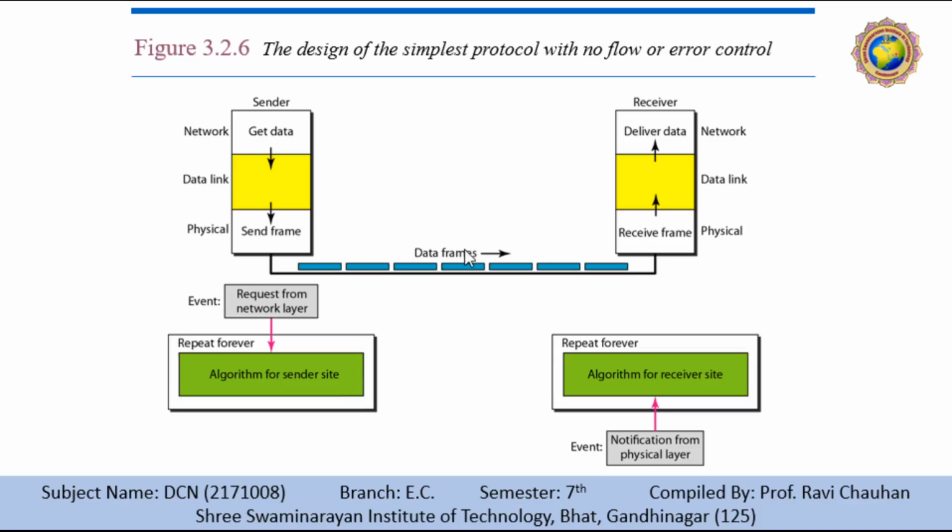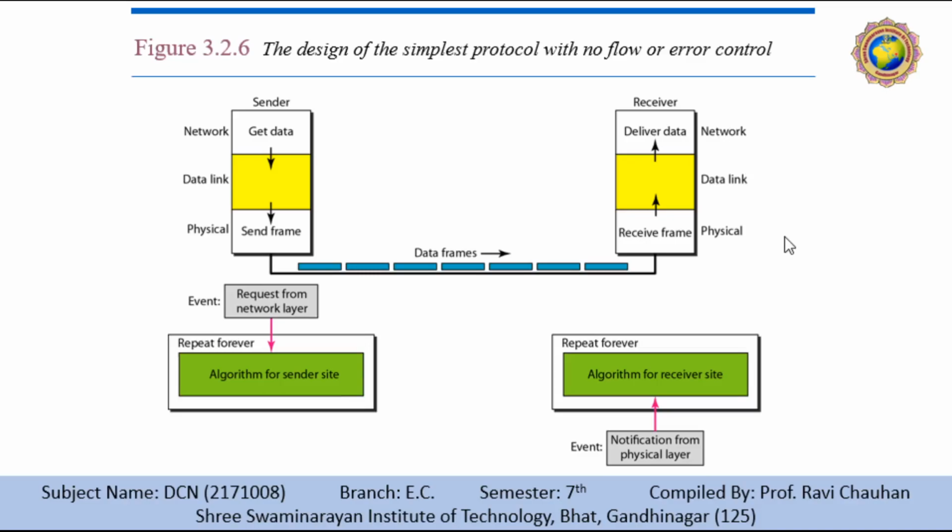We need to elaborate one procedure used by both data link layers. The sender side cannot send the frame until the network layer has a data packet to send. When a particular packet comes, then it can send. The receiver side cannot deliver the data packet to its network layer until the frame arrives. Means when a particular packet has arrived, then it will deliver the packet to the network layer.